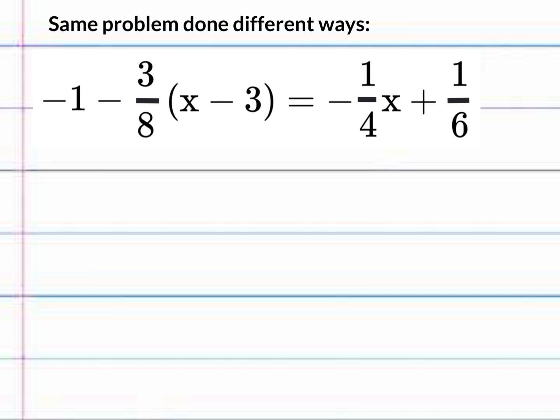Let's start by, I don't know, do you guys want to eliminate all fractions at the same time? Or do you guys want to get rid of one fraction at a time? What do you think? All at the same time. So for that, you'd need an LCD. So what's the LCD of 8, 4, and 6?